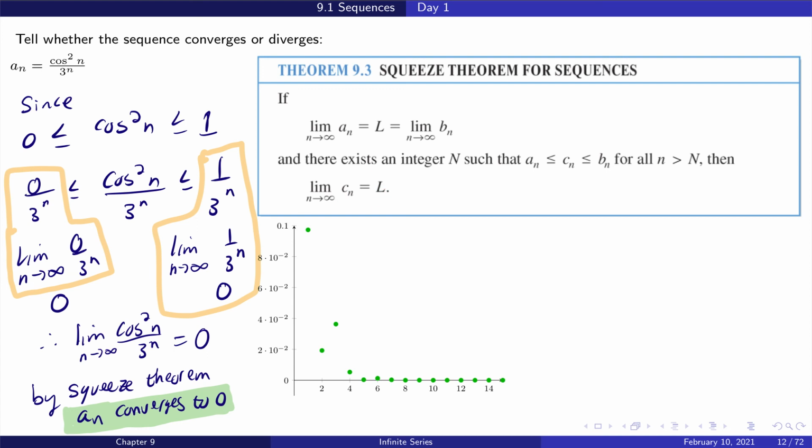All right, that's it for day 1. The next slide says day 1, but that's actually part of day 2, so you can stop here and complete the day 1 homework.